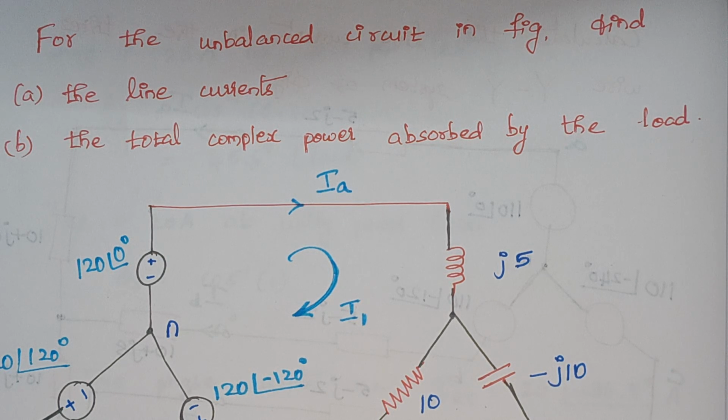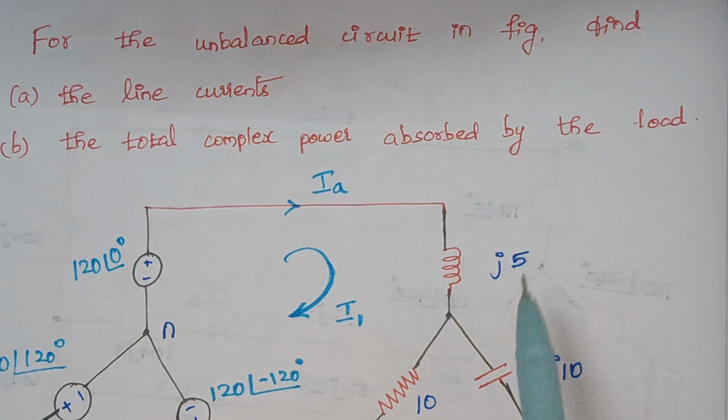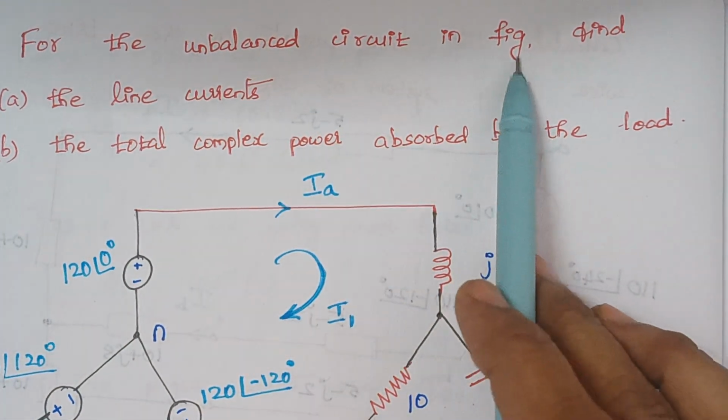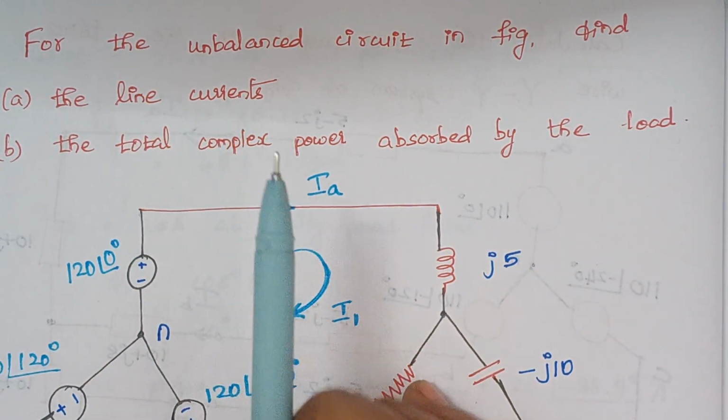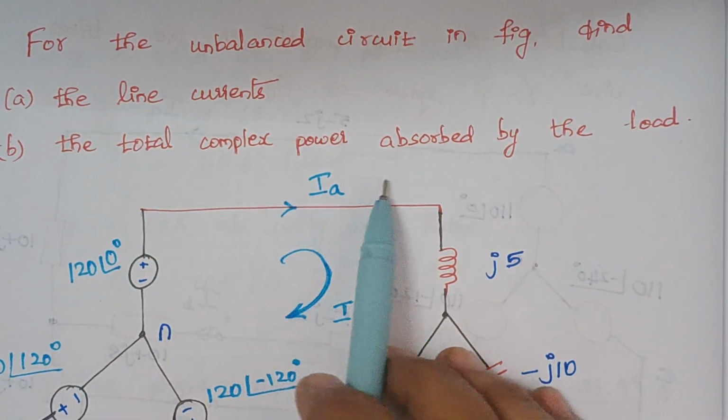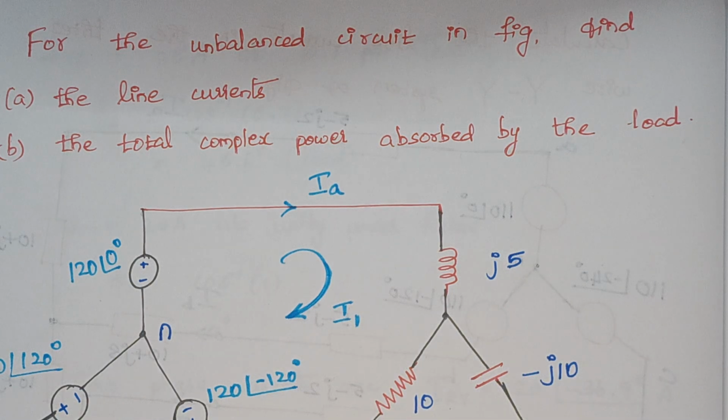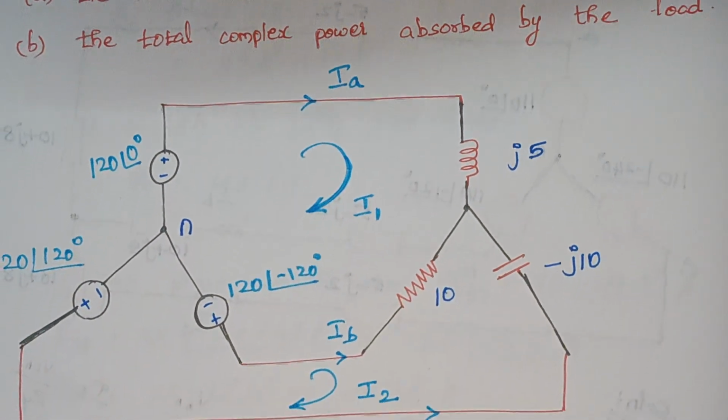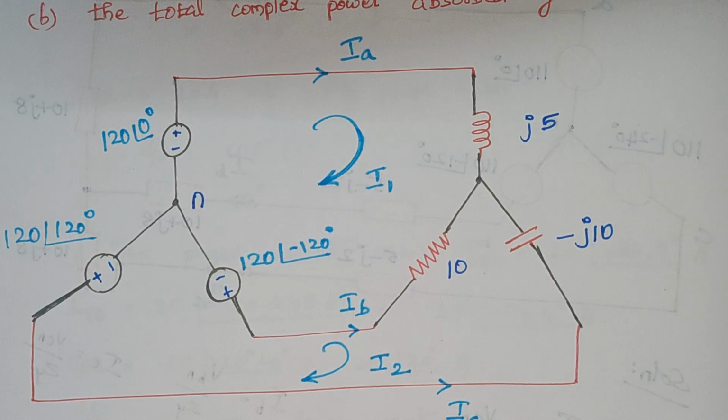Today we are going to solve a problem related with an unbalanced load. So here the problem is, for the unbalanced circuit in figure, find the line currents. Second one, the total complex power absorbed by the load. So here you see this is the given circuit diagram, right?